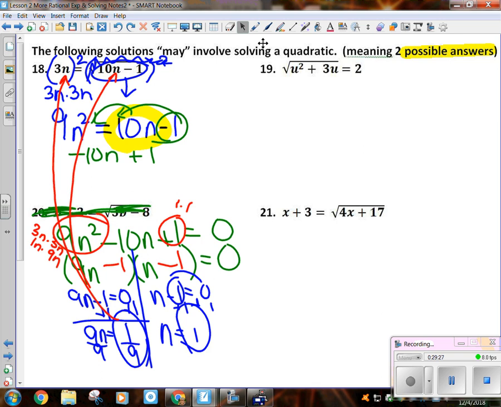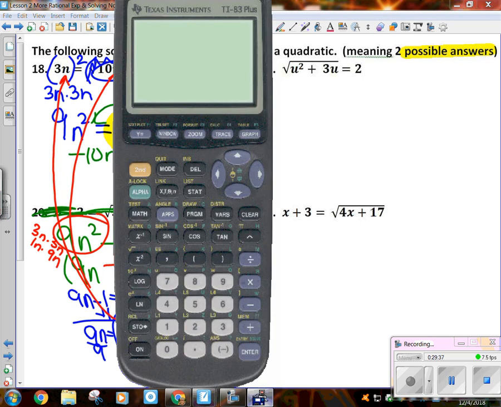Okay, we have 2 resources. We have a calculator. We have a Chromebook. Which one do you want to check first? Because I want to try both. Calculator. Okay, let's go to calculators. Grab your calculator. Everybody has been using a calculator. I think the Chromebook's easier, but we're going to try the calculator.